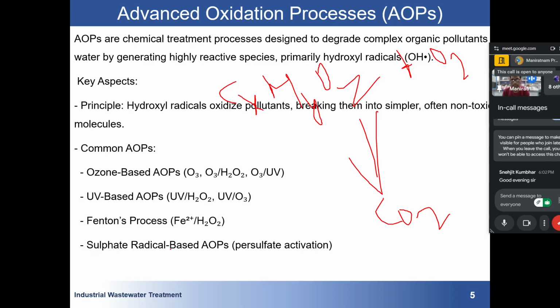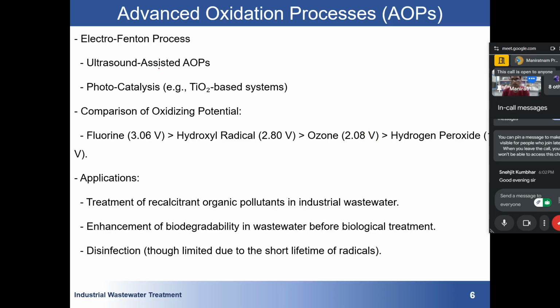Then we have sulfate radical-based AOP. That is for sulfate, SO4 2 minus. There we use the radicals. Similarly, as there are radicals of hydroxyl, OH, there are radicals of sulfate, and we use that radical for the oxidation process. Then we have electro-Fenton process, ultrasound-assisted AOP, and photo-based processes. These are some of the examples.